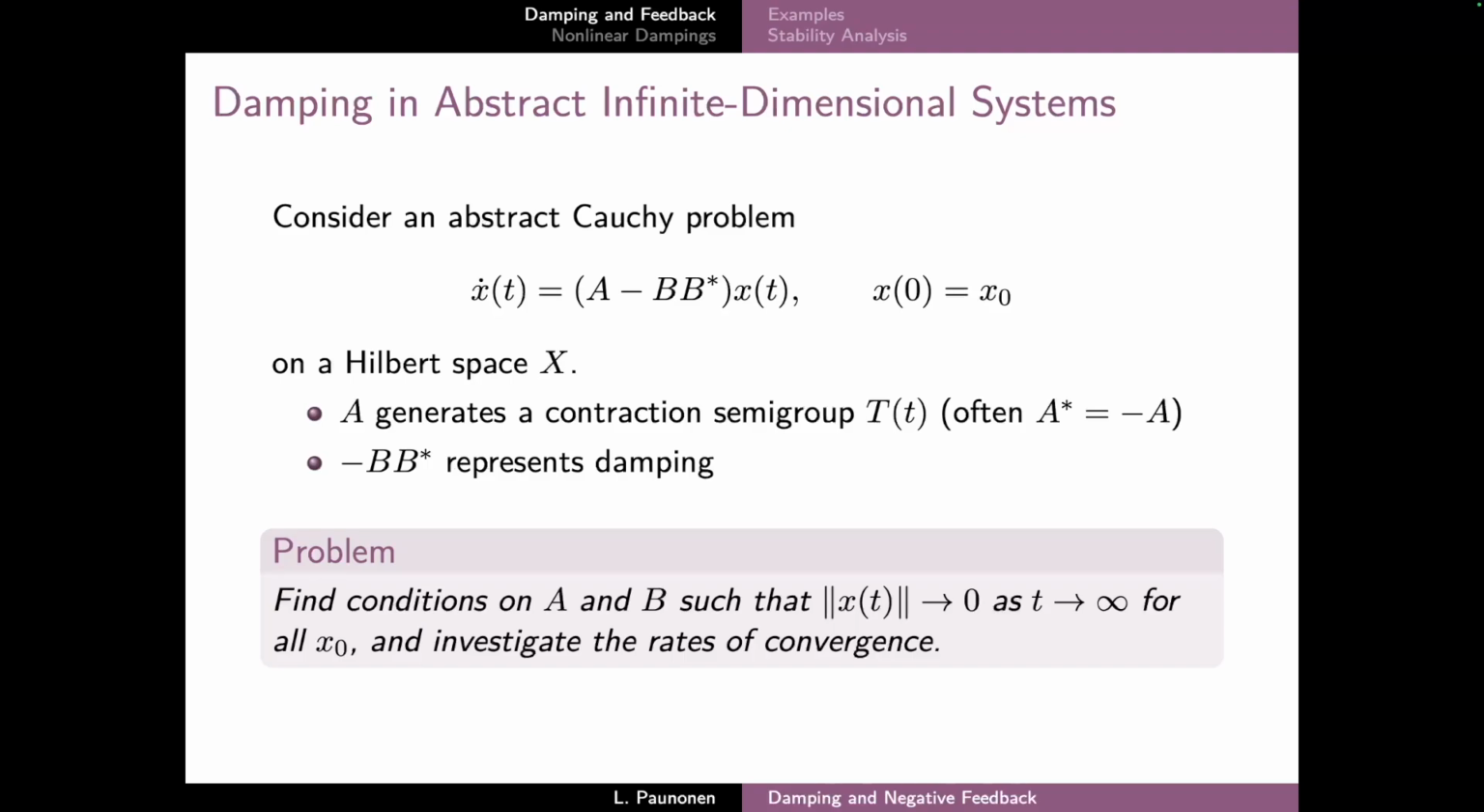And throughout the talk, we are interested in finding conditions on the operators A and B, which guarantee the stability of the equation. And by stability, I mean that we would like all of the solutions corresponding to all different initial conditions of the equation to converge to zero in norm as t goes to infinity. And we are also very interested in investigating the rates of this convergence.